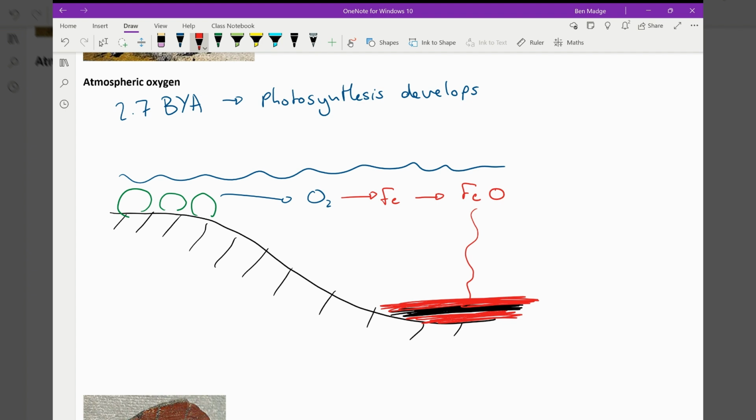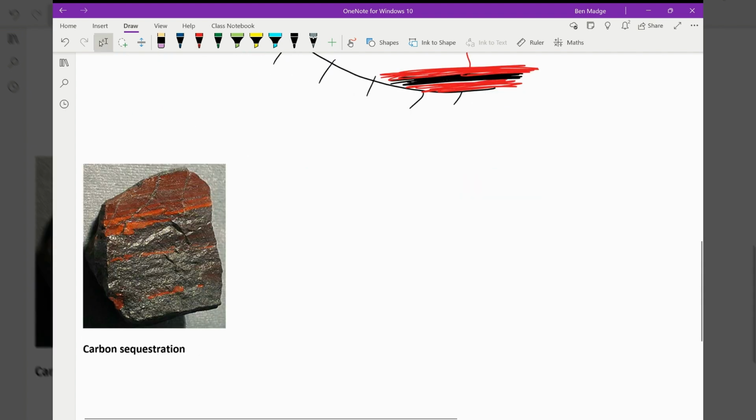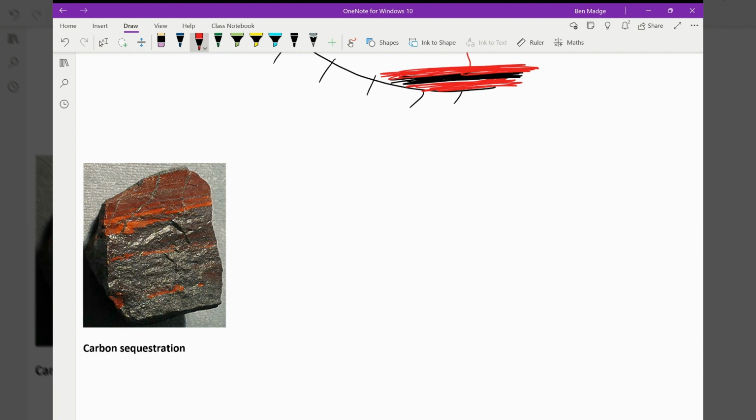And we actually see this in the fossil record. We see the iron being built up layer by layer in the fossil, like in rocks. So here's an example of one of these rocks where you have the iron-rich layers with these darker layers in between. So we've got this periodic oxygenation.